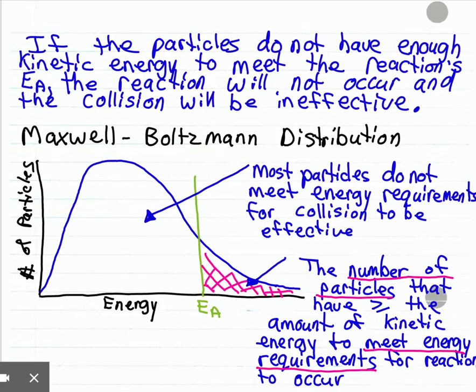Then we looked at a Maxwell-Boltzmann distribution, and this is going to become important as we move through the rest of this lesson, because the Maxwell-Boltzmann distribution is showing us the particles that meet the requirements for a reaction. So the majority of the particles don't have the required amount of energy to undergo a reaction. That means that the collision is ineffective.